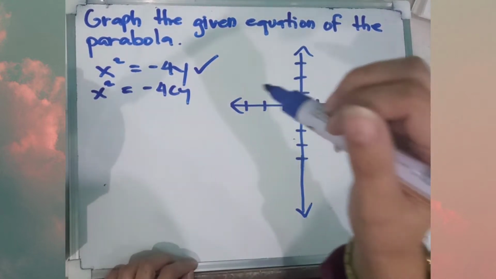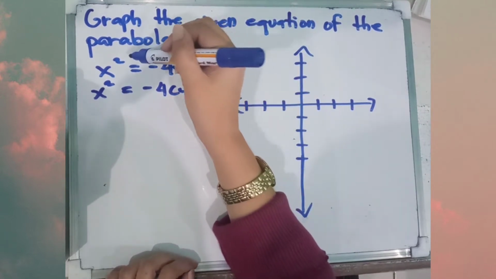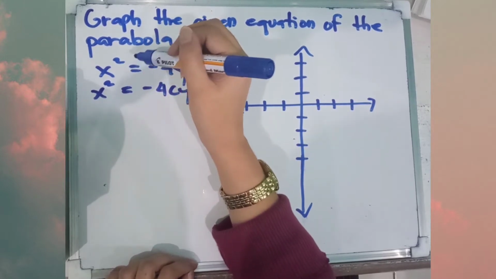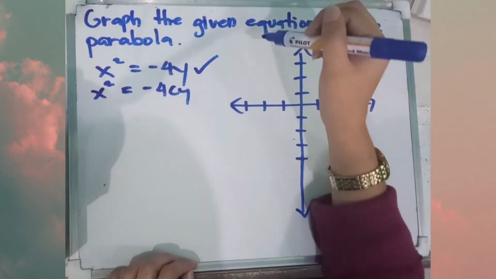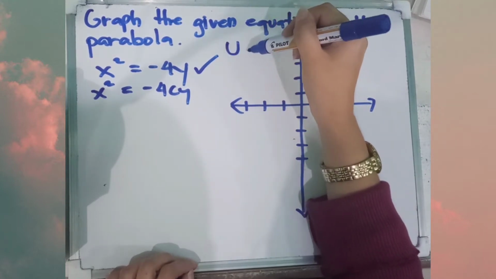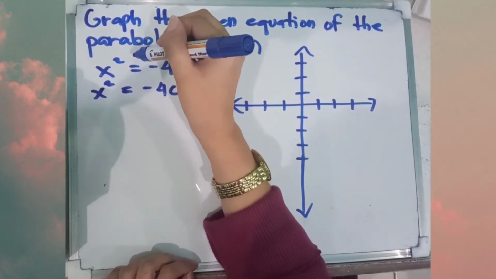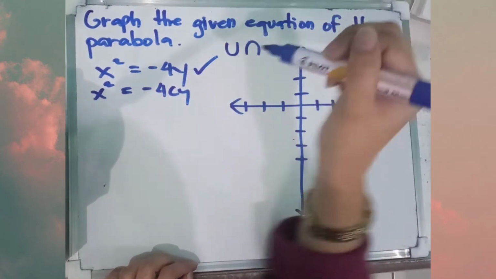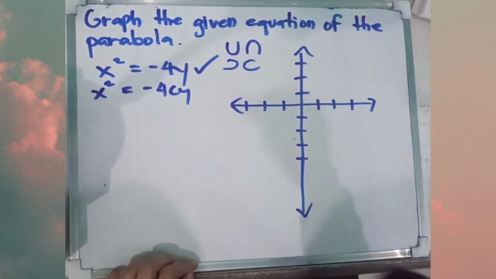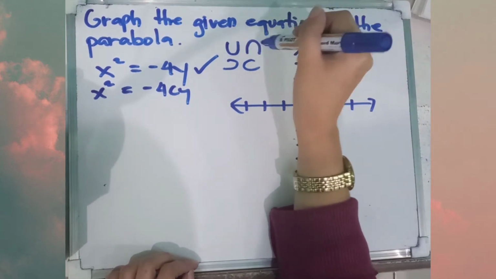For this given equation, if you can still remember, if the exponent 2 is on the variable x, that means the parabola is either opening upwards or downwards. If the exponent 2 is on the variable y, that means the parabola is either opening to the left or opening to the right.